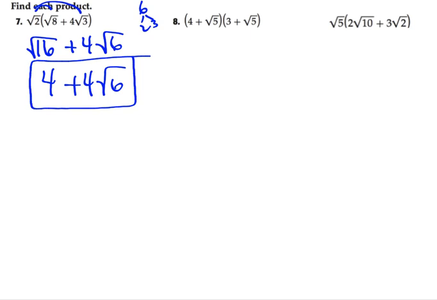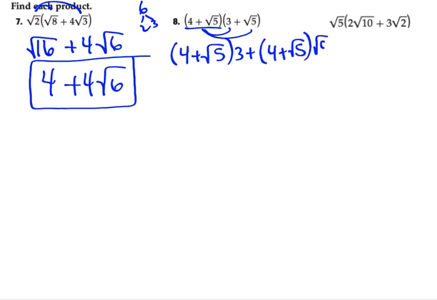Number 8, this one's a little bit more complicated. We're going to have to take this entire thing and distribute it first. 4 plus the square root of 5 times 3 plus 4 plus the square root of 5 times the square root of 5. And then we're going to need to distribute again.